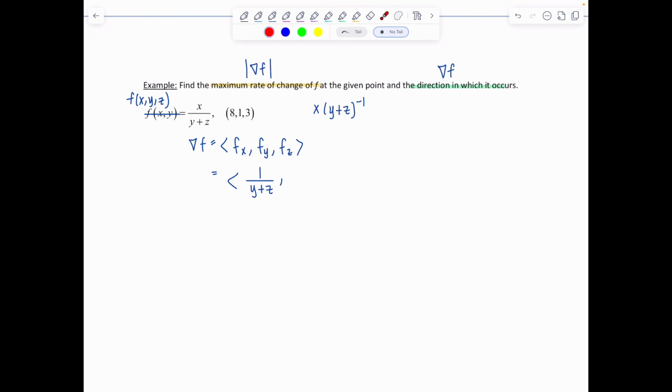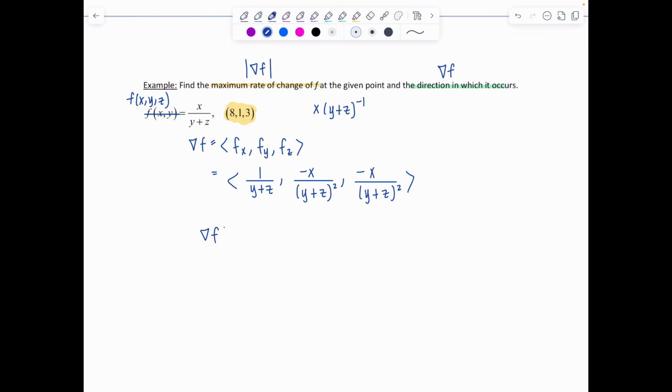So using our power rule and chain rule, you bring the exponent down front. I'll have y plus z to the negative second, and then the derivative of the inside with respect to y is just going to be 1. So this is negative x over y plus z squared. And then the derivative with respect to z will be the same thing, negative x over y plus z squared. Okay, now we need to compute this gradient at the point that was given, 8, 1, 3.